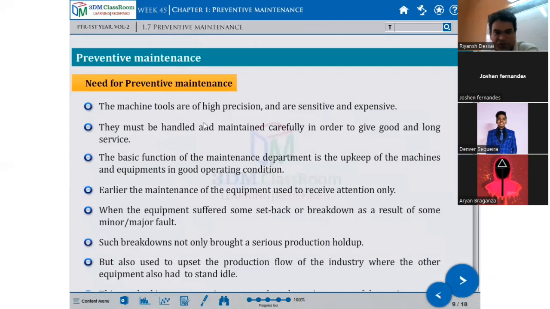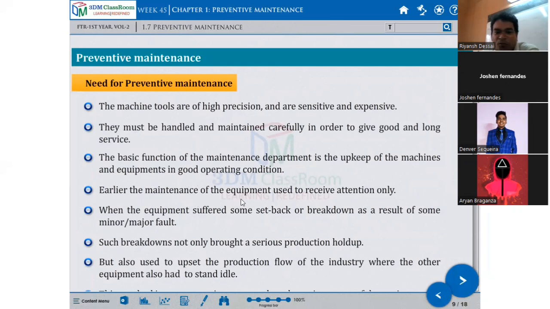Machine tools are high precision, sensitive and expensive. They must be handled and maintained carefully in order to give good and long service. The basic function of the maintenance department is to upkeep machines and equipment in good operating condition.